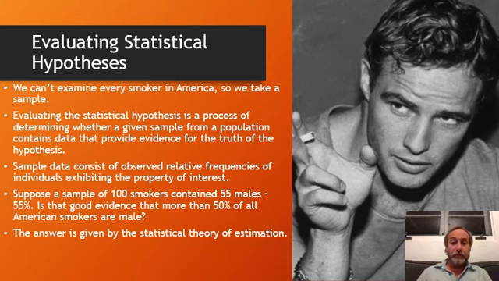So what's the nature of this data that we're observing in the sample, right? It's going to be the observed relative frequencies of individuals exhibiting the property of interest. For example, say we sample 100 smokers, right, instead of however many millions there are. And we look in that sample, and it turns out that there are 55 males, so 55%, right? The question is, okay, there's some data. What we need to answer is, is that good evidence that more than 50% of all American smokers are male, right? So we're going to talk about how we can answer that question.